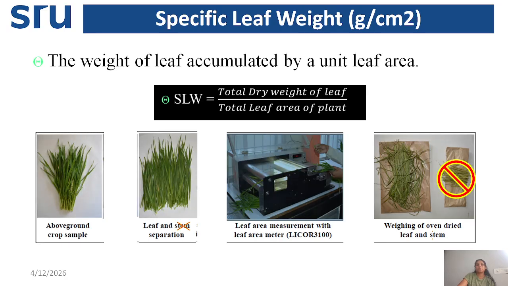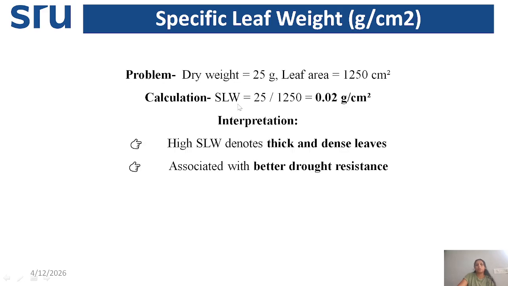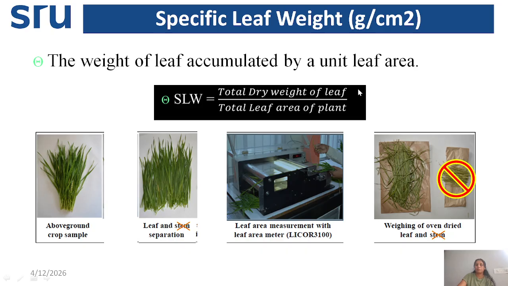To measure both specific leaf area and specific leaf weight, you need the area of the leaf and also the dry weight of the leaf. If you have the dry weight of the leaves and the area of the leaves, you can go for specific leaf weight. It measures the thickness and density of the leaves. Specific leaf weight is also a ratio, and its unit is gram per centimeter square. Dry weight is measured in grams and leaf area in centimeter square. If you remember the formula, you can easily work out the unit of the parameter.